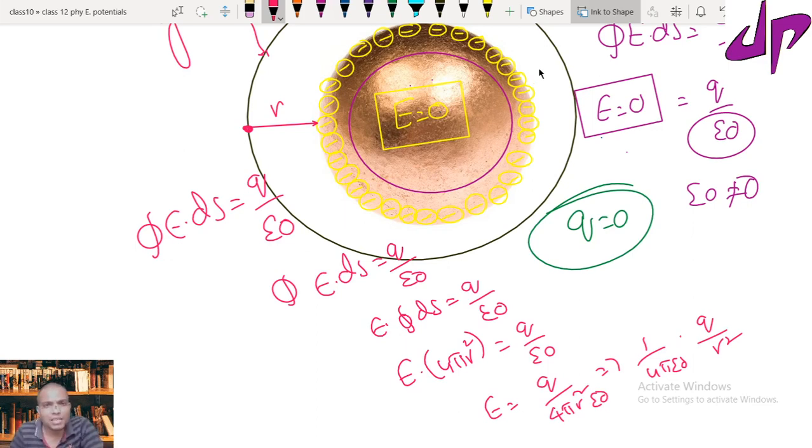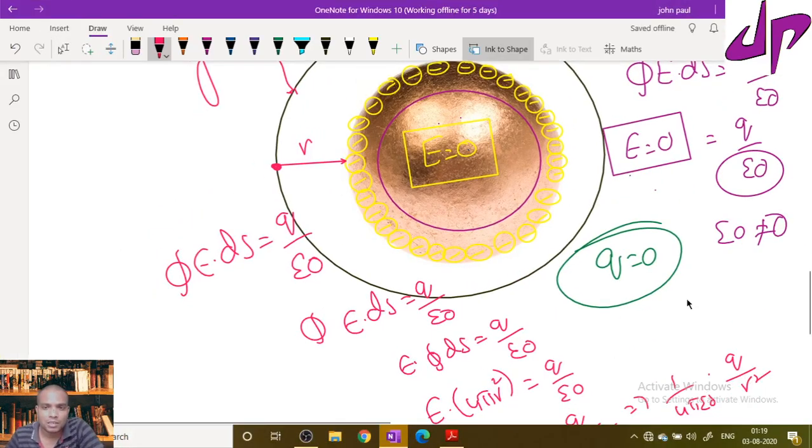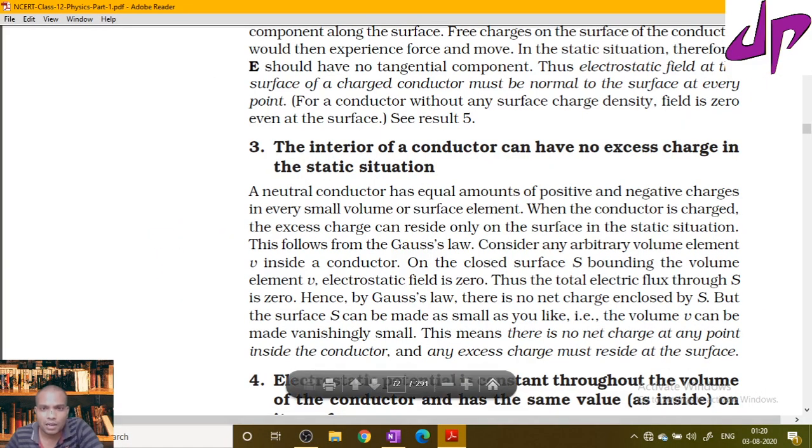Now we can calculate the electric field outside because the charge is within the Gaussian surface. But when it comes to finding the electric field within the surface, the electric field becomes 0. Why does the electric field become 0? There is no charge on that surface. So where is the charge? According to electrostatic equilibrium, the charge is distributed on the edges.